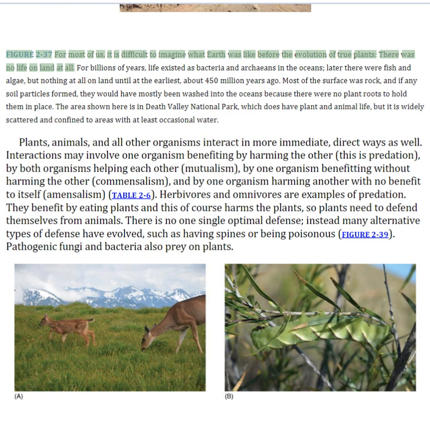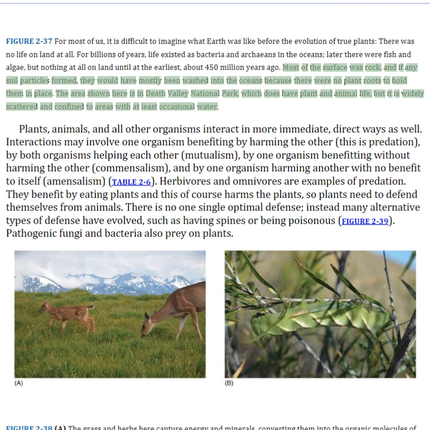Figure 237. For most of us, it is difficult to imagine what Earth was like before the evolution of true plants. There was no life on land at all. For billions of years, life existed as bacteria and archaeans in the oceans. Later there were fish and algae, but nothing at all on land until at the earliest, about 450 million years ago. Most of the surface was rock, and if any soil particles formed, they would have mostly been washed into the oceans because there were no plant roots to hold them in place. The area shown here is in Death Valley National Park, which does have plant and animal life, but it is widely scattered and confined to areas with at least occasional water.